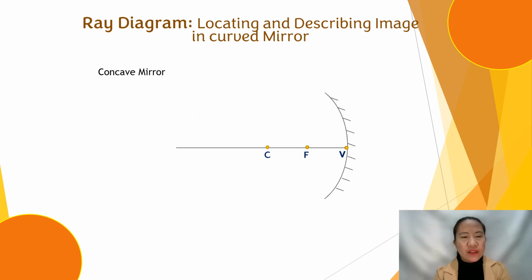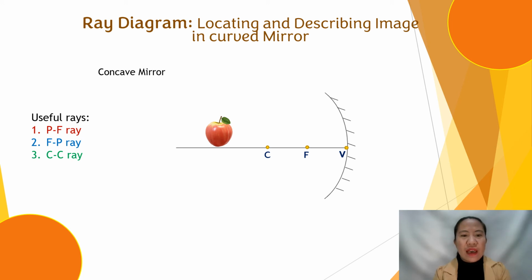Another example is this concave mirror. We will try to trace the path of the light rays hitting this particular spherical mirror. We will still use the three useful rays that we have: the PF ray, FP ray, and the CC ray. Assume that we have an object just before the center of curvature. What is the first thing we will do? We make a PF ray: a parallel line from the tip of the object to the mirror, and then from this reflecting surface passing through the focal point. So, here it is.